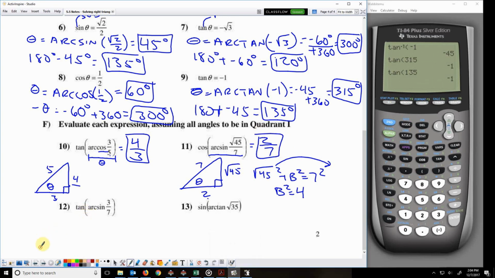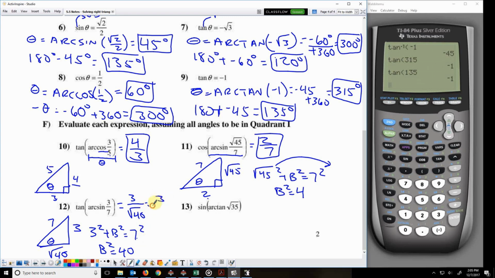Okay, the next one. Theta is represented by arcsine, which means opposite over hypotenuse, 3 over 7. I need tangent, that's opposite over adjacent, so I'm going to have to do 3 squared plus b squared equals 7 squared. 49 minus 9 is 40, so b squared is 40. So this is the square root of 40, and we'll simplify that as we get to the end of this one here. So tangent is 3 over the square root of 40.